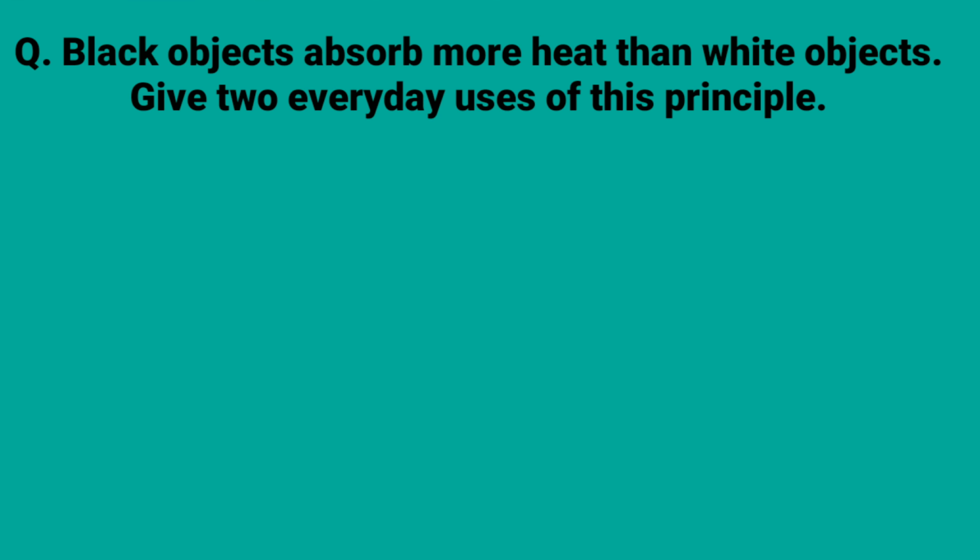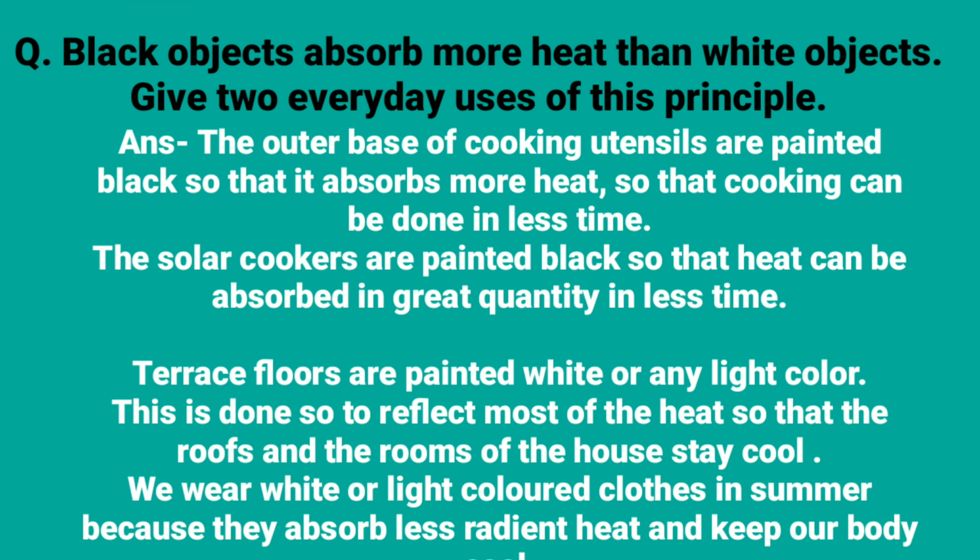Next question is, black objects absorb more heat than white objects. Give two everyday uses of this principle. To explain this, we can take a few examples. Number 1, the outer base of cooking utensils is painted black so that in less time it absorbs more heat and cooking can be done in less time, because black color is a good absorber of heat.